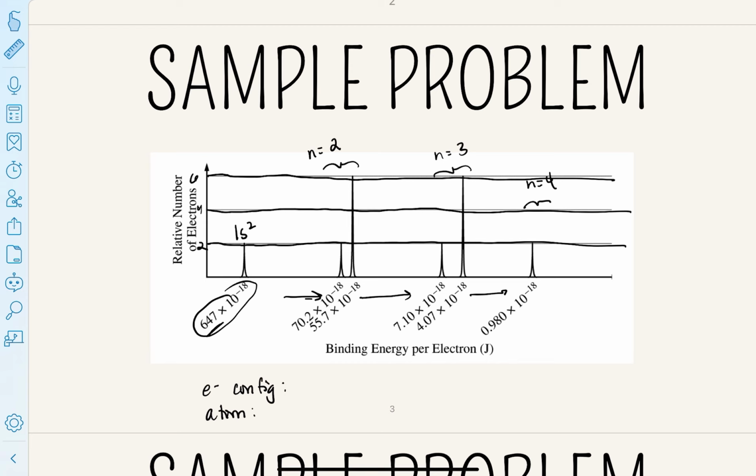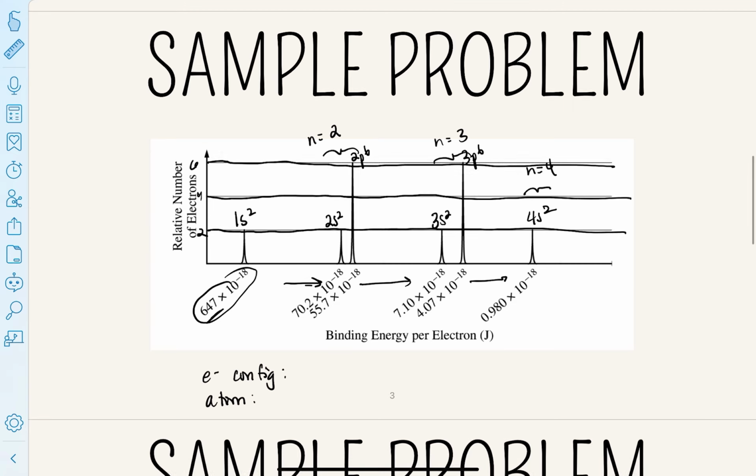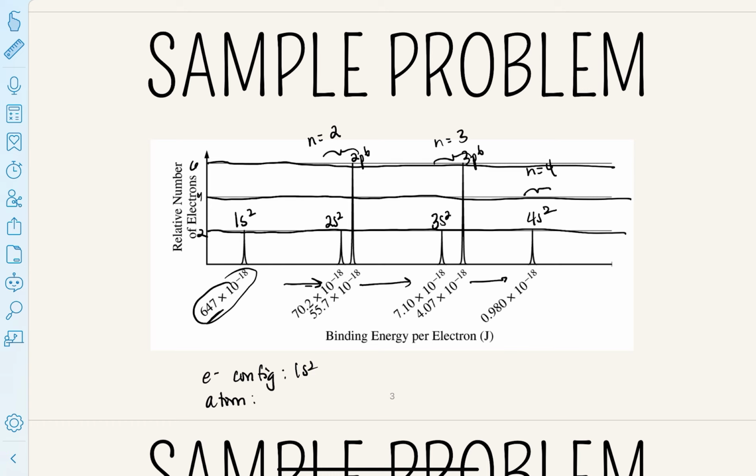So for instance, if I go to my next orbital or my next energy level, n equals 2. This first peak is 2s2, and then this would be 2p6. And then if we scroll over, this would be 3s2. This higher one is 3p6, and then the final one is 4s2. So if you put all that together, my electron configuration is 1s2, 2s2, 2p6, 3s2, 3p6, 4s2.